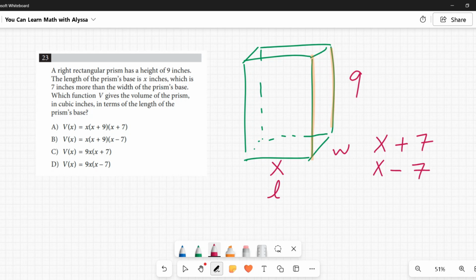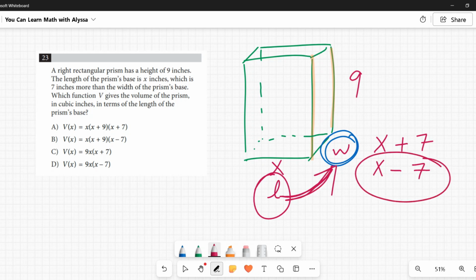Okay, when they're saying which is 7 inches more, what are they talking about? They're talking about the length. The length is 7 inches more than the width of the base. So to get from the width to the length, I would need to add 7. However, my x is my length. So I'm starting at length and getting to width. So to go that way, I need to subtract 7.